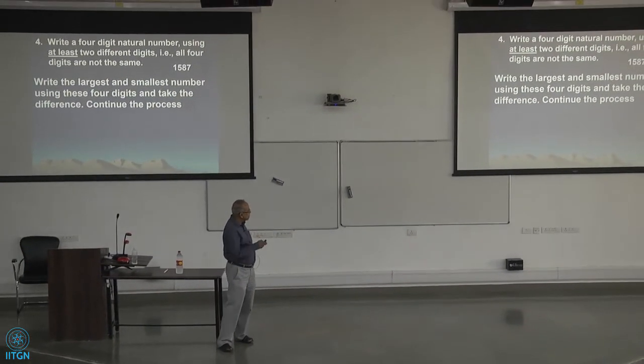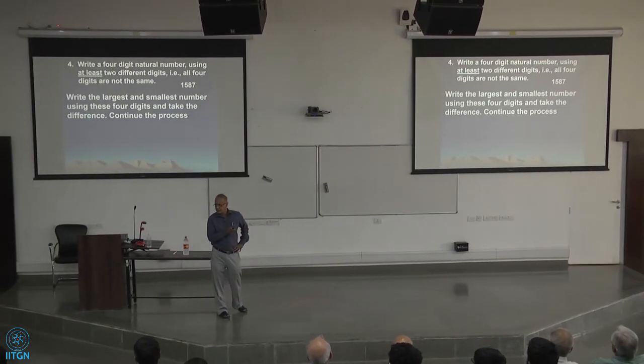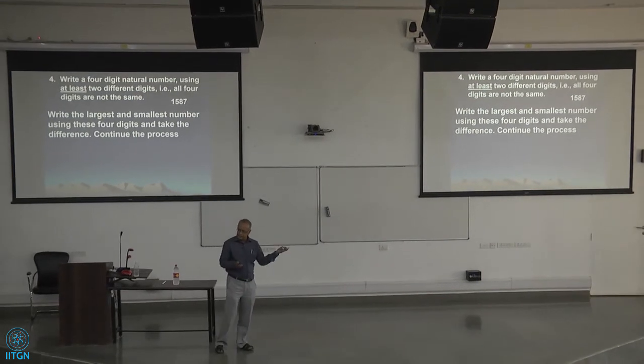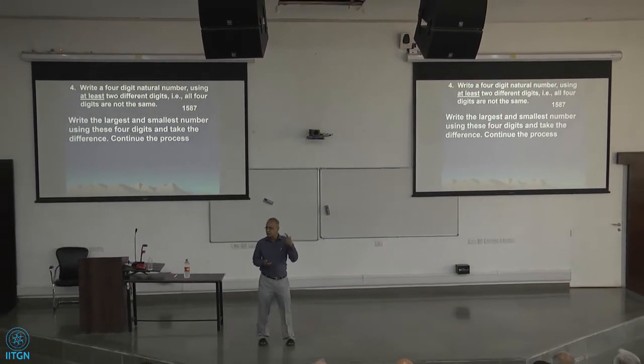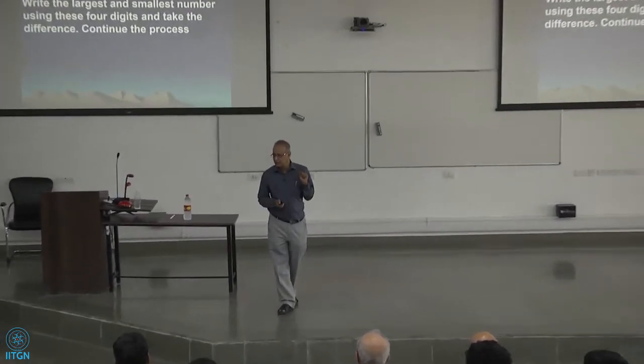Now you write the largest number using these 4 digits, that is 8751, and the smallest with these 4 digits, so it will be 1578, and take the difference, largest minus smallest. If you write all 4 same, obviously largest and smallest will be same, a difference will not be meaningful. Now continue this process.